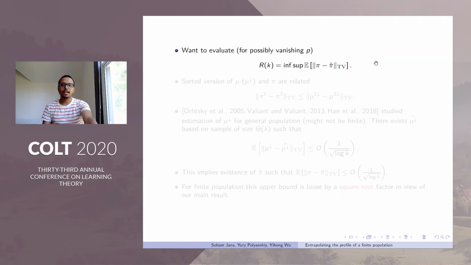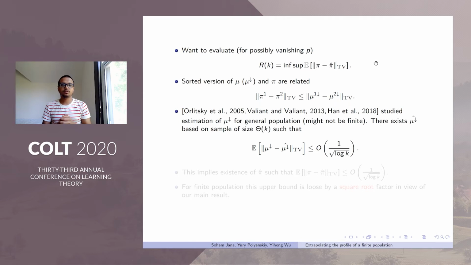So in our paper, we actually deal with a much bigger problem where we estimate pi in total variation distance. We note that even though the exact problem has not been dealt with much before, there exists a long line of work for estimating the sorted version of the empirical, call it mu arrow. And we note that this sorted version and pi are actually closely connected.